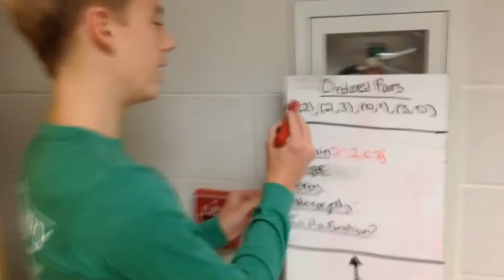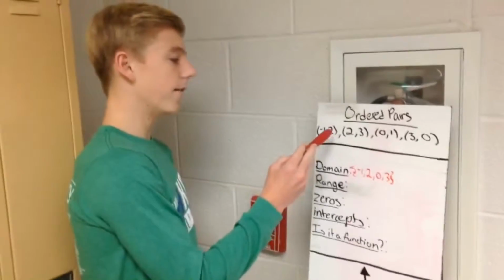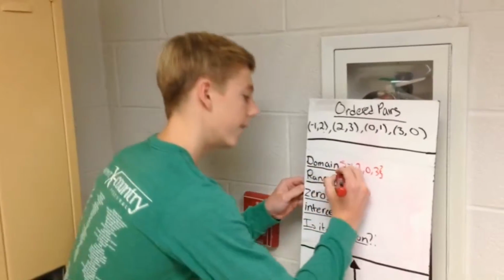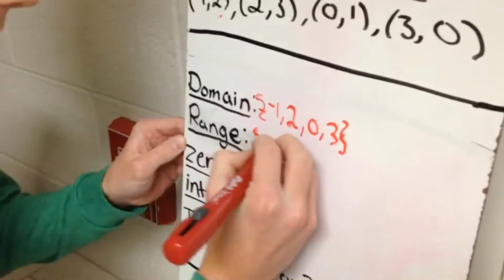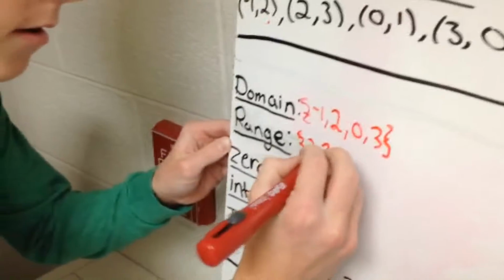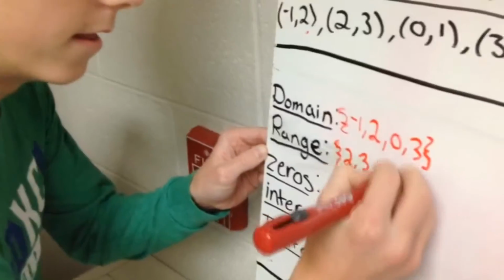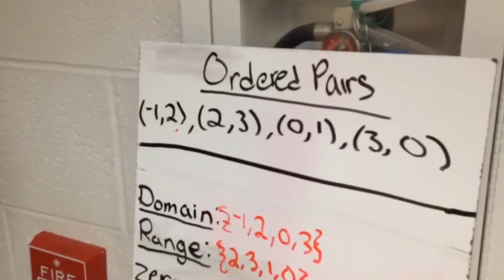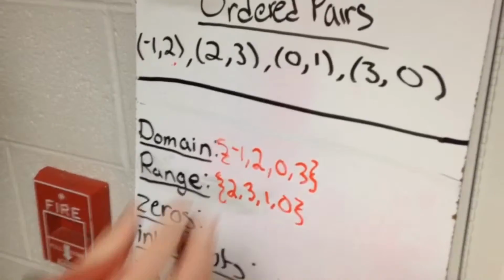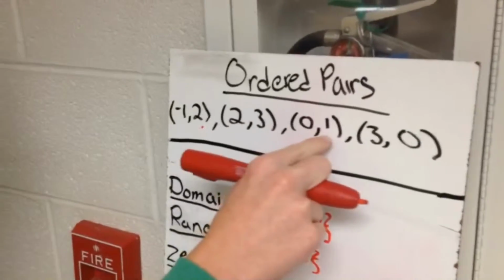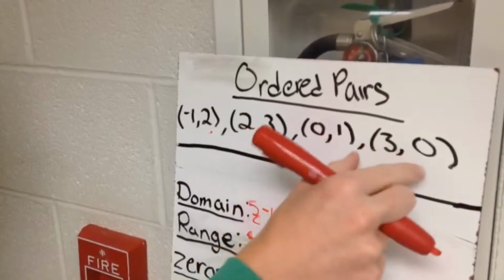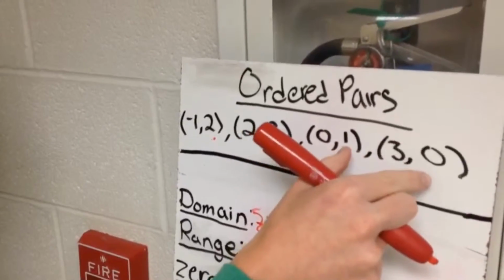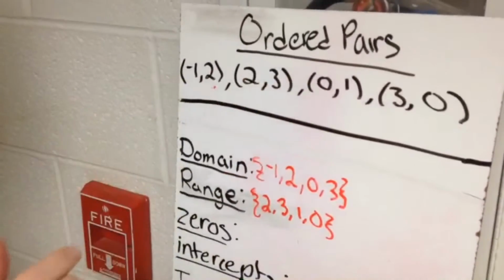Alright, now the range is the y value in each ordered pair. So we have 2, 3, 1, and 0. See, if these repeated, we would not repeat the value in the set. So let's just say this ordered pair was (0, 0), and the ranges were the same. We should not repeat the 0 twice.